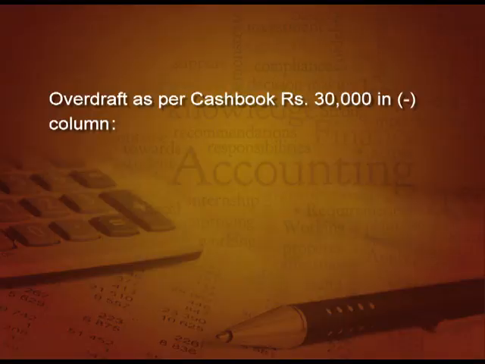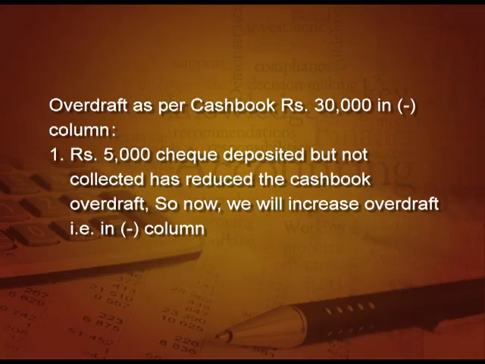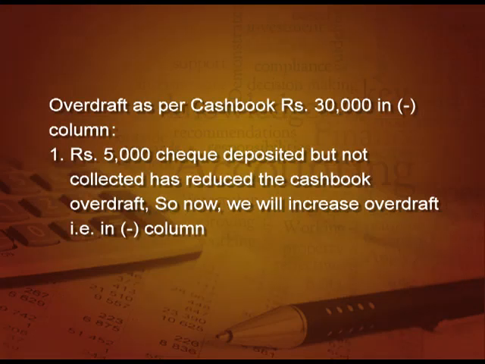First line, what you have to write is bank reconciliation statement of this company as on this date, and then overdraft as per cash book 30,000 in minus column. Remember, minus column overdraft. And coming to point number 1, 5,000 rupees check deposited but not collected has reduced the cash book overdraft, because when you deposit the money, it will reduce the overdraft in cash book. Now, what we have to do now is increase the overdraft, that is in minus column.